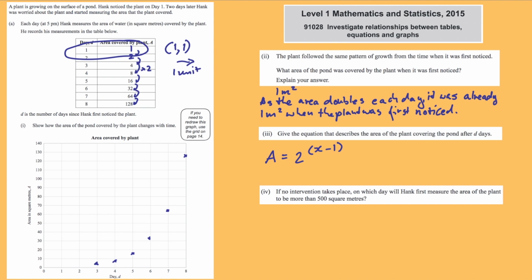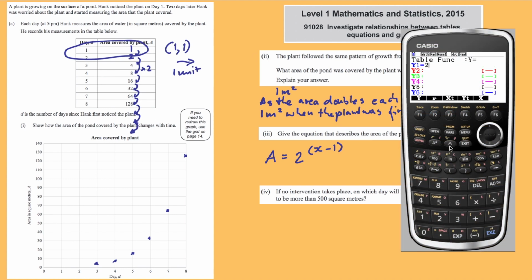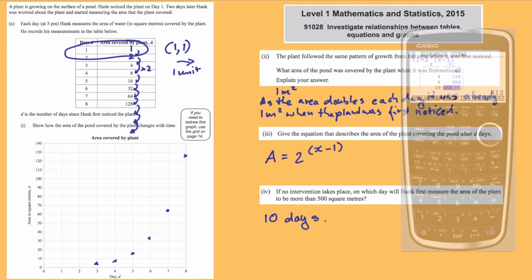Sometimes it can be done using either table, graph or equation, but in this case the maximum area in both table and graph are less than 500. I could just extend the table and keep doubling until the number is more than 500. The method that always works is to pop the equation in the table function in the calculator. This has the added benefit that I can check whether my equation was actually correct. I can see that I get the correct values for 1 through 8, and 10 gives me a number that is greater than 500, so the answer is 10 days.